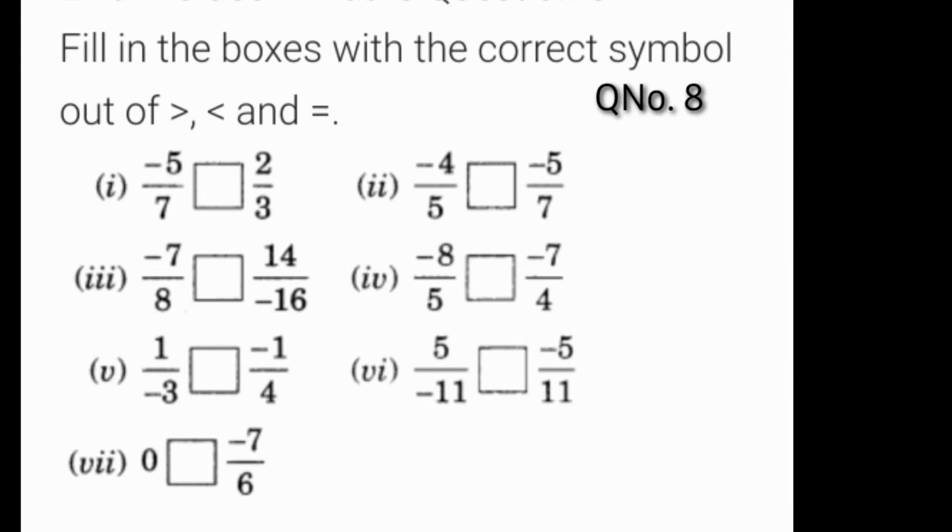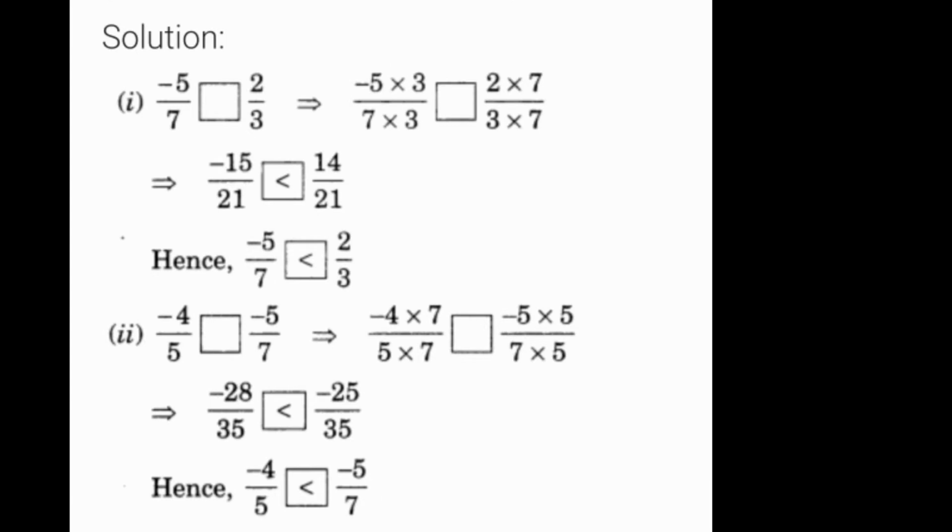Next is the 8th question. Fill in the boxes with the correct symbol out of greater than, less than and equal to. Boxes are given in between two rational numbers. You have to fill them with these symbols to find out which one is greater and which is smaller, or whether they are equal. Now, to compare two rational numbers, it is necessary that their denominators should be the same.